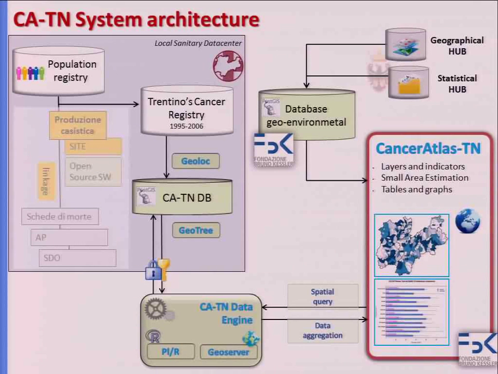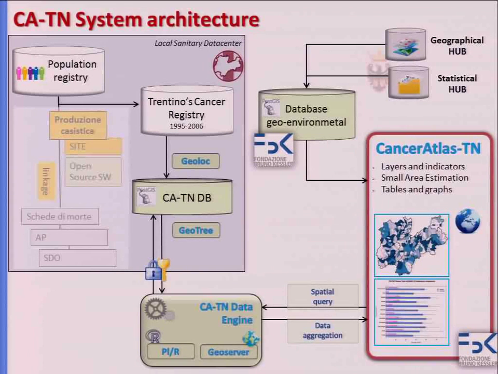So let's start to go a bit deeper into the system. You can see here how the architecture works. On top left we have the part of the system which lies in the local sanitary data center. We have a population registry which is linked with the Cancer Registry of Trentino. This is more than 36,000 cases of cancer in Trentino, which deals with a geolocalizator and other tools that I will explain later on, which allows us to map actually the disease.